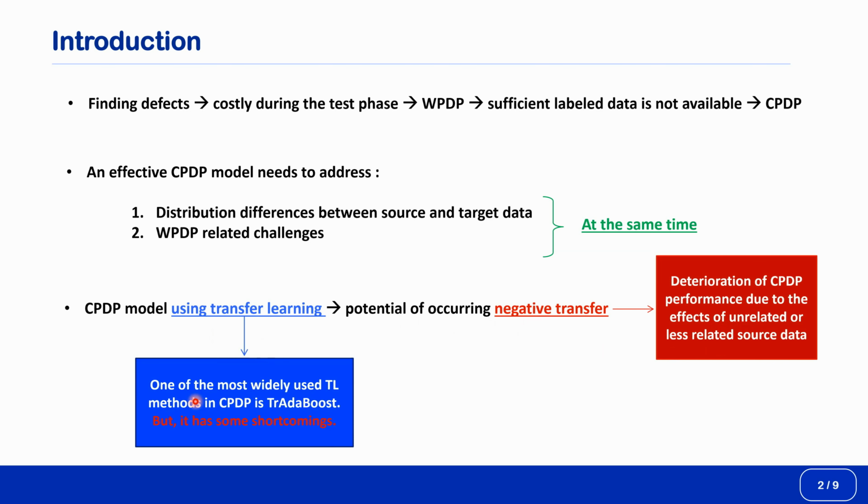TrAdaBoost is one of the most widely used algorithms in CPDP models, but it has several shortcomings, like there is no mechanism for regaining source instance weight in later boost iterations. Its source weight updating strategy only increases the weight difference between source instances and target instances. In order to deal with this problem, a transfer algorithm is proposed.